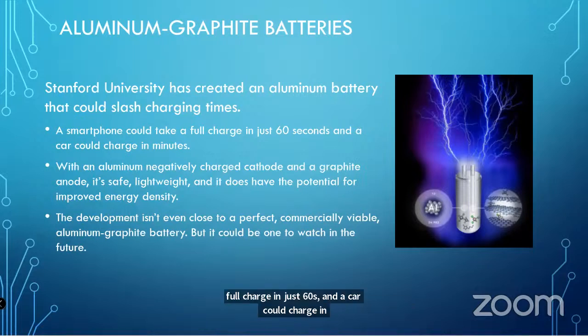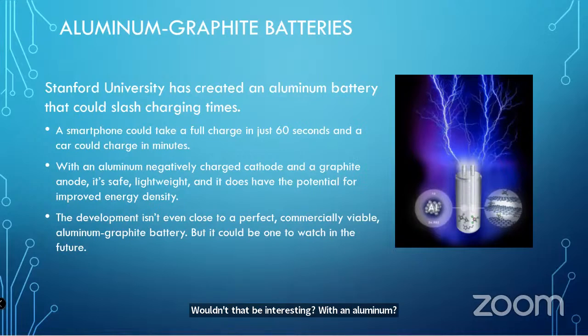Wouldn't that be interesting? With an aluminum negatively charged cathode and a graphite anode, it's safe, lightweight, and it does have the potential for improved energy density. Unfortunately, the development isn't even close to a perfect commercially viable aluminum graphite battery, but it could be one to watch in the future.